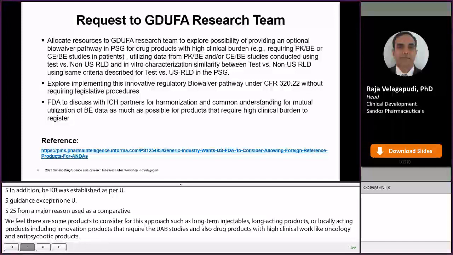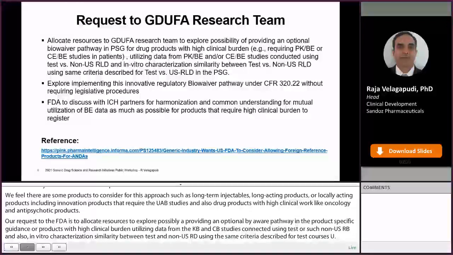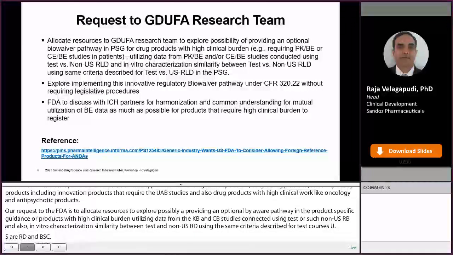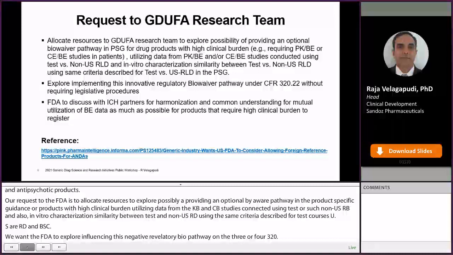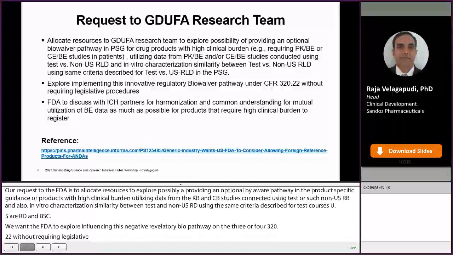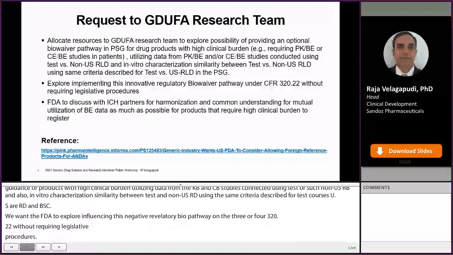We want FDA to explore implementing this innovative regulatory biowaiver pathway under 21 CFR 320.22 without requiring legislative procedures. We also request FDA to discuss this approach with ICH partners for harmonization and common understanding for mutual utilization of BE data as much as possible for products that require high clinical burden to register. In this context, we would like to make a reference to an earlier talk given by Kiran Krishnan of Apotex expressing similar concerns.